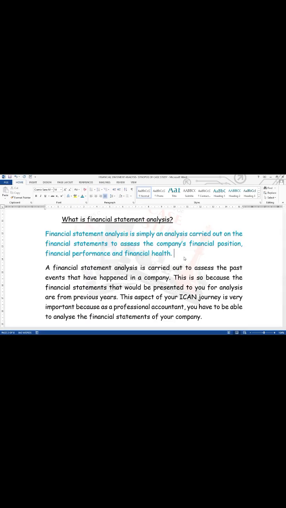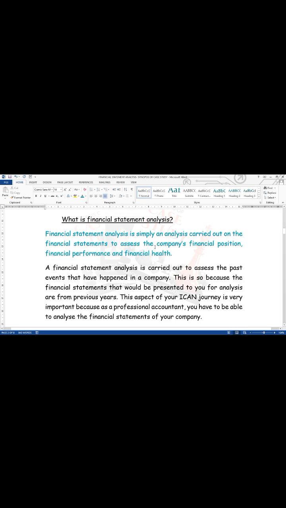As an accountant, financial statements are like the set of reports. You have five components of financial statements. We have the statement of financial position, the statement of financial performance, which is the statement of profit or loss and other comprehensive income, the statement of cash flows, the statement of changes in equity, and your notes to the accounts. All these make up the components of the financial statements. So financial statement analysis is basically analyzing the components of the financial statements: your statement of profit or loss, your statement of financial position, your statement of cash flows, and any other financial statement that is given in the case study you are considering.